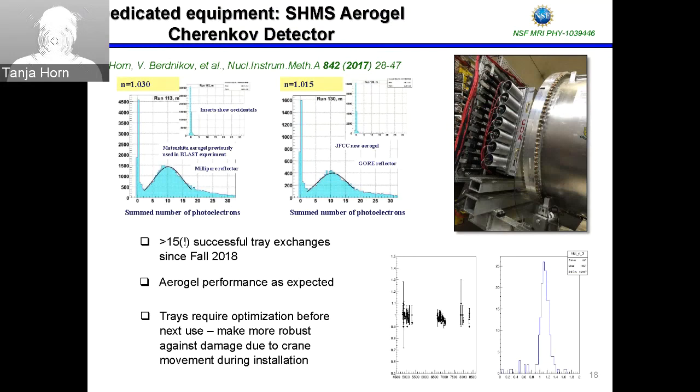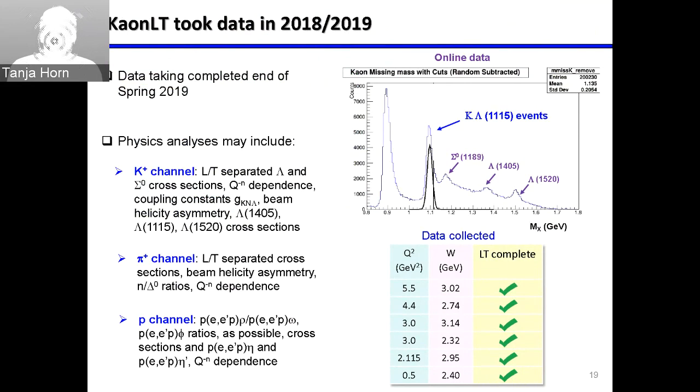All right, so this is the slide where I said I would summarize the data in the table. So here they are. We completed all data taking in spring 2019. The table lists all the Q-squared points. Again, this includes, of course, all different angles, all different energies, and so on. But we took enough data to complete LT separations. So all of this is under analysis right now.